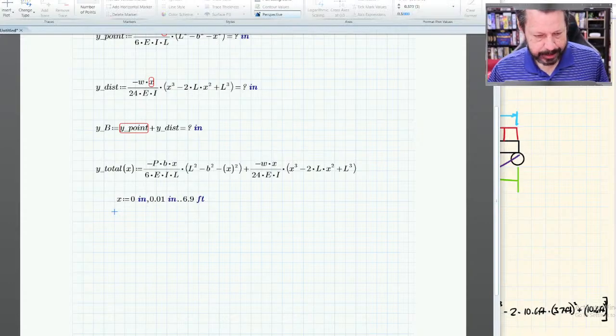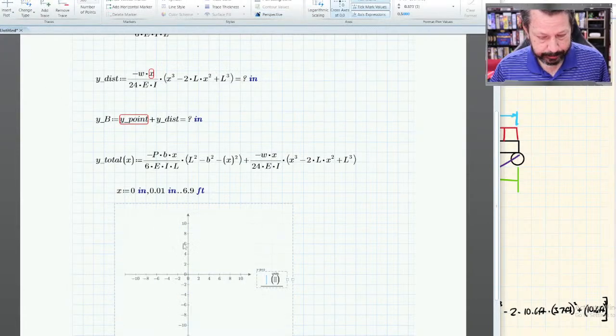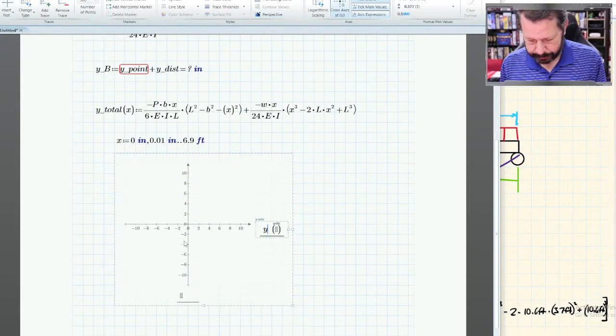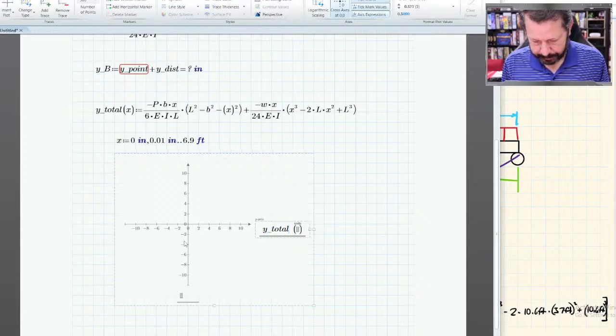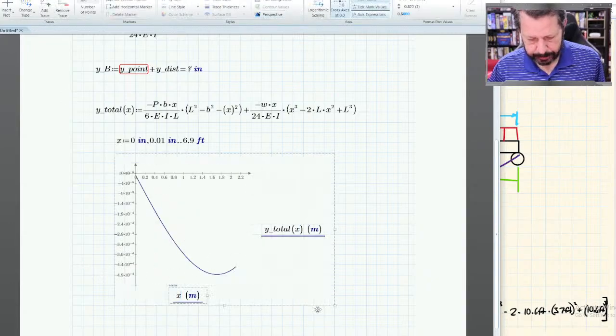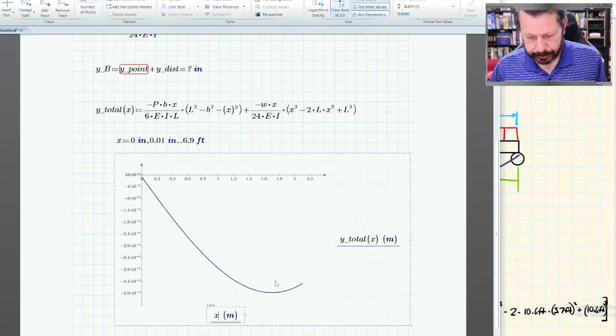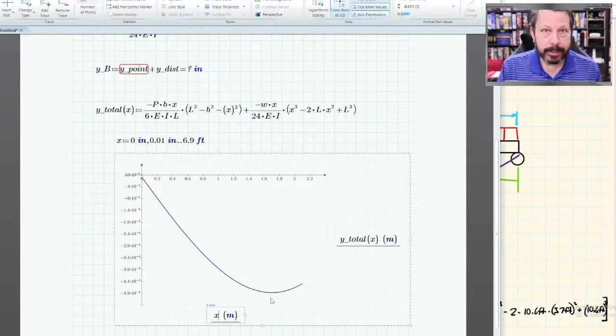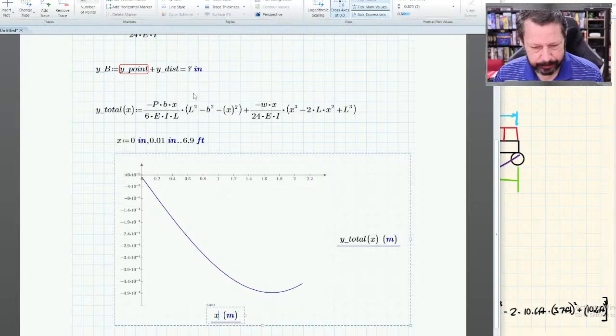Okay. Now let's see if we can insert a plot and it work a little better. The y should be y total. I think I have to tell it it's a function of x. There we go. All right. So, again, this is the mirror image of what we look like in our problem statement. But here, somewhere around here is our inflection point.